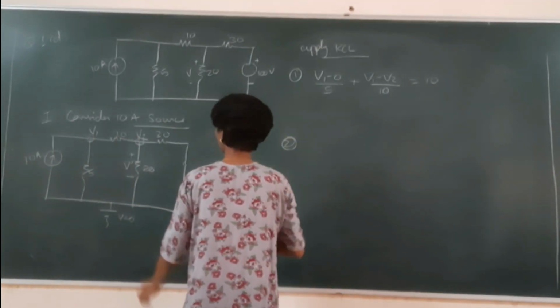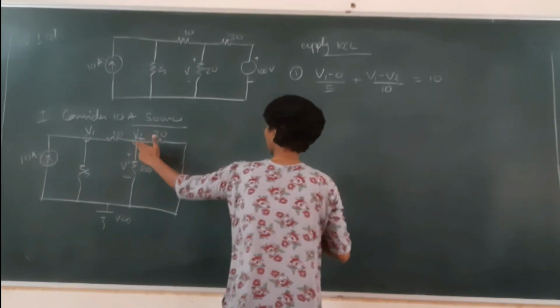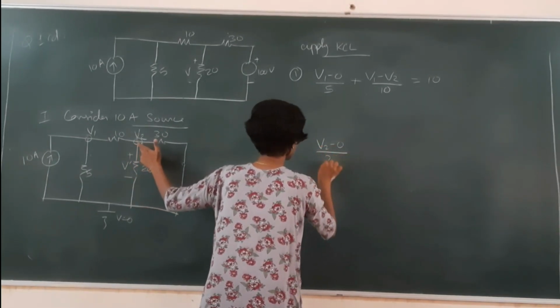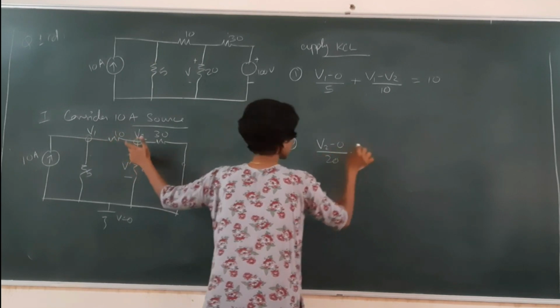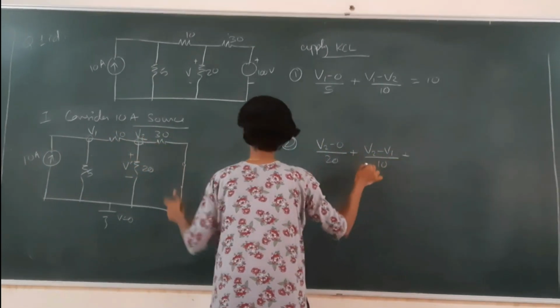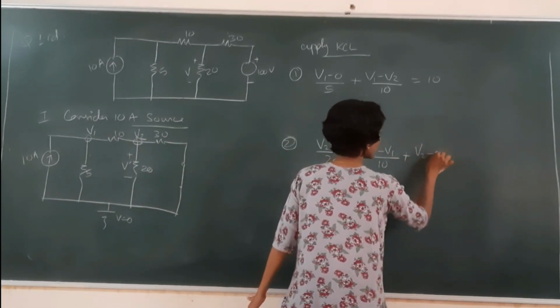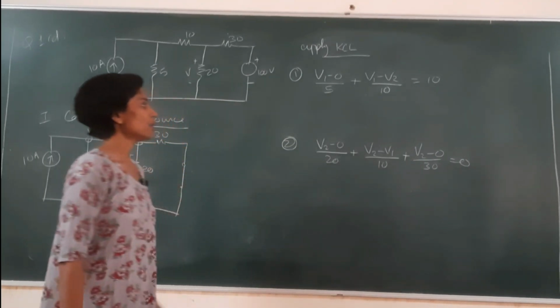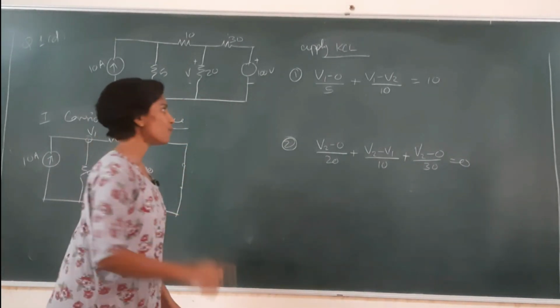Now what is the second equation? The second equation is about the second node. Here I have the first branch (V2 minus 0) by 20, then the second branch (V2 minus V1) by 10, and this third branch, that is (V2 minus 0) by 30, equals 0. So these are the two equations. Go for the solution and find the values of V1 and V2.